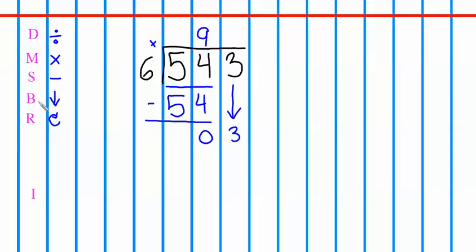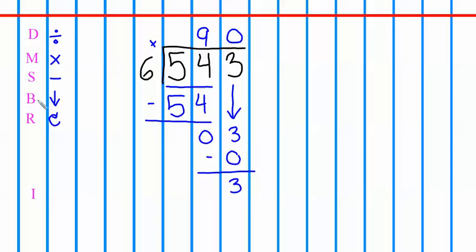Anytime you can bring down, the next step is always to repeat and start back at the top. Divide. 6 fits into 3 0 times. Next, we need to multiply. 6 times 0 equals 0. Now we need to subtract. 3 minus 0 is 3.